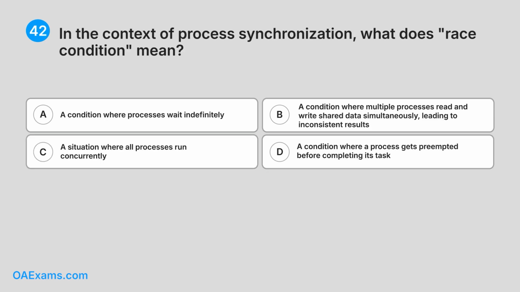42. In the context of process synchronization, what does race condition mean? A. A condition where processes wait indefinitely. B. A condition where multiple processes read and write shared data simultaneously, leading to inconsistent results. C. A situation where all processes run concurrently. D. A condition where a process gets preempted before completing its task. What do you think is the answer?